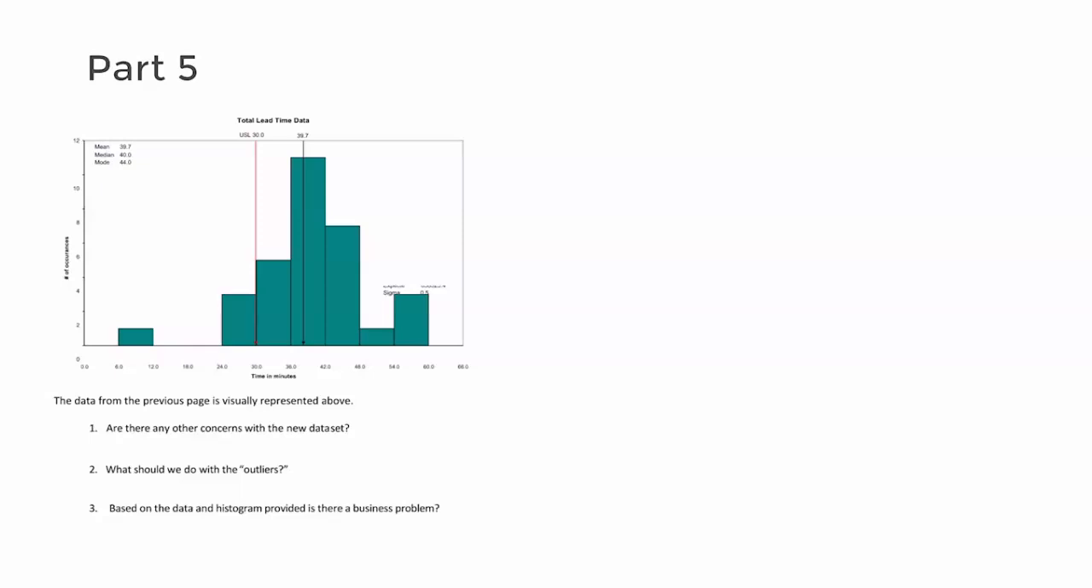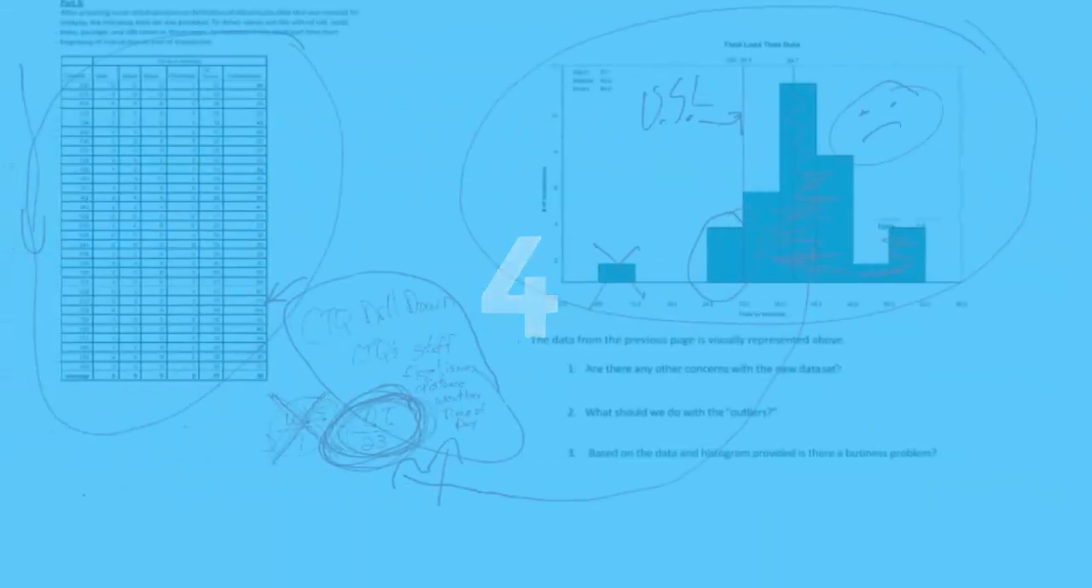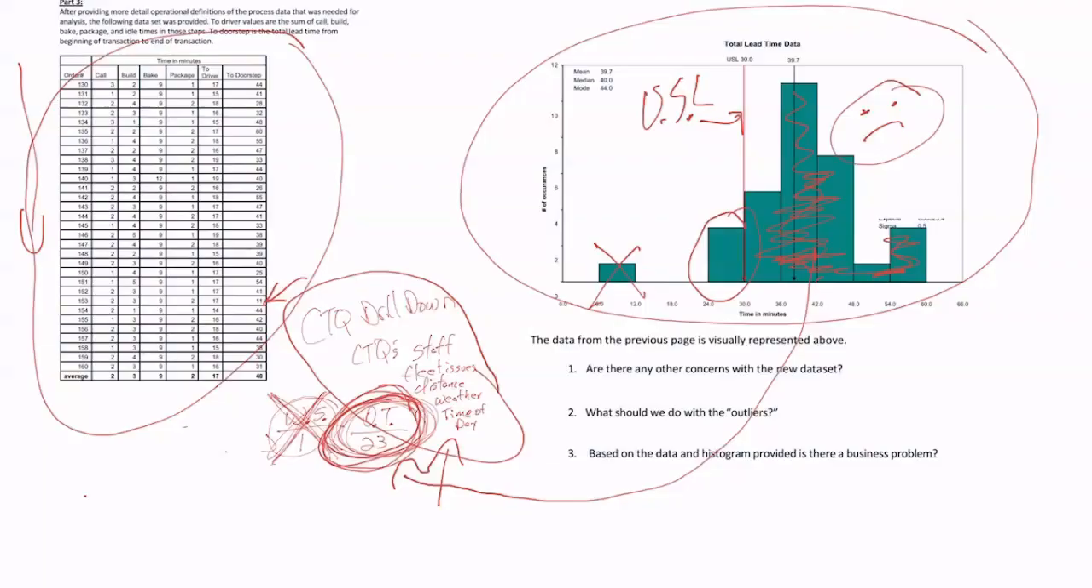Welcome back to the pizza delivery case. This is part 5, the last of the 5-part series in which we'll wrap up our case analysis. If you remember from part 4, we had done an analysis of current state data, both the quant data and a visual display of it, and identified that indeed we do have a business problem.